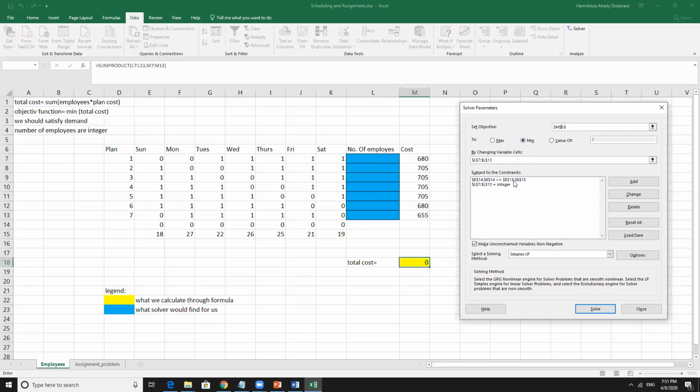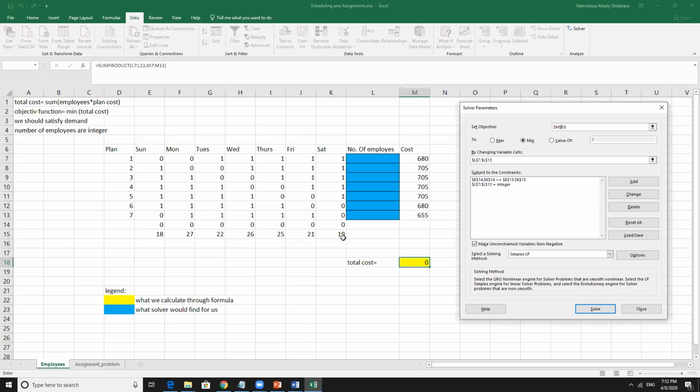In the first constraint, we said E14 to K14, these zeros, should be more than or equal to E15 to K15. E15 to K15 is the row that shows our demand in each day. E14 to K14 just shows how many are available. So we know the availability should be more than demand.